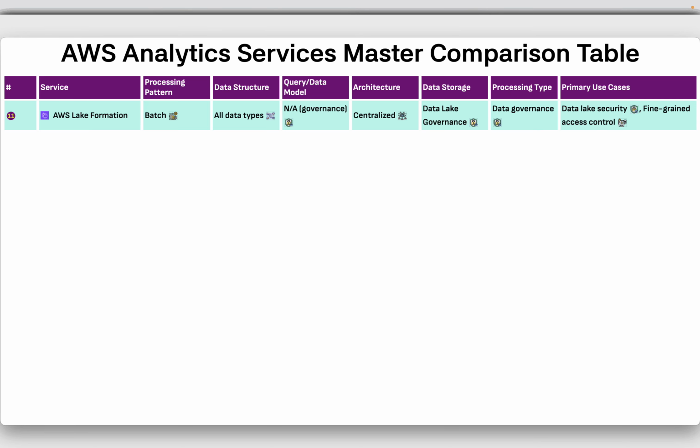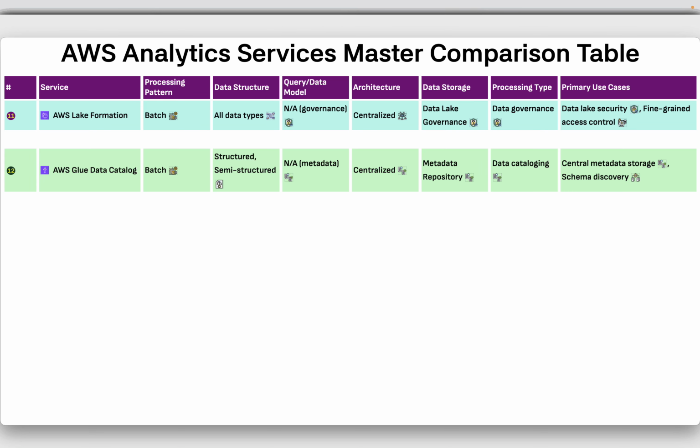Next, AWS Lake Formation. Processing pattern, batch. Data structure, all data types. Query and data model, it's a governance service. Architecture, centralized. Data storage, data lake governance. Processing type is data governance. Primary use cases, data lake security and fine-grained access control.